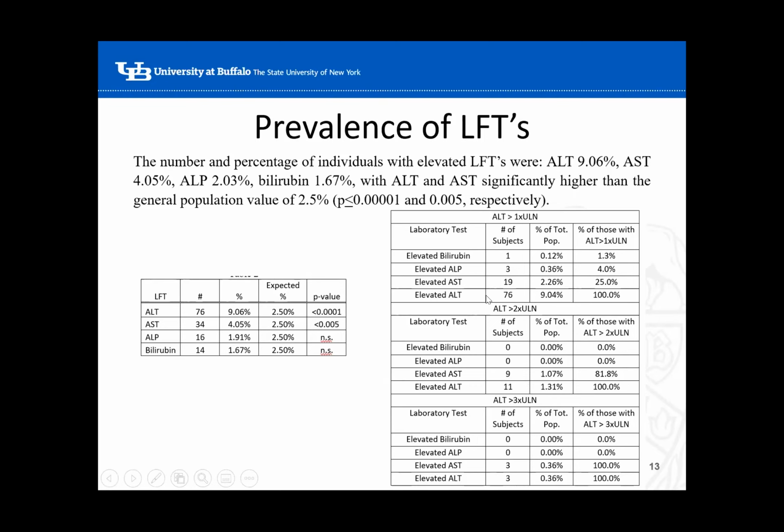So let's look back at the data of the individuals. Once again, we had 800 plus individuals. Of the ALT elevation, 76, or 9.4%, but as we increase the significance to 2 times greater than upper level normal, you see the number drops considerably, okay? And if we look at greater than 3 times upper level normal, we only had 3 individuals reported.